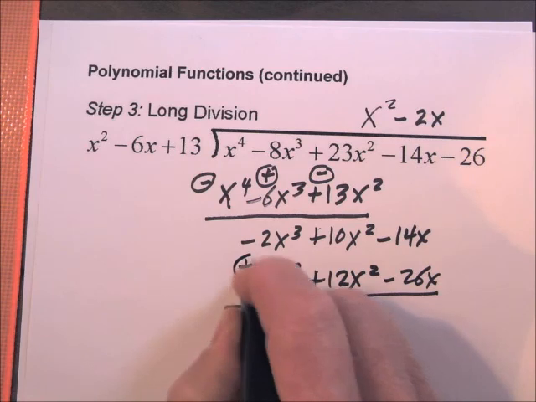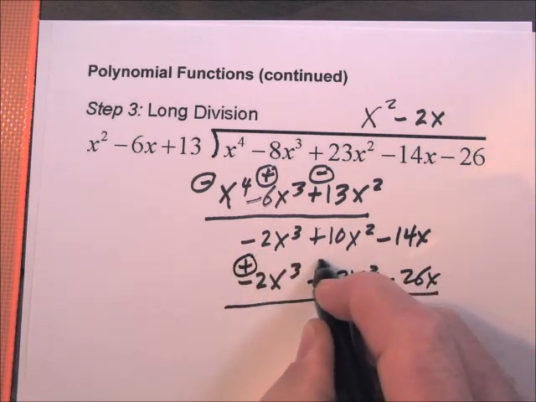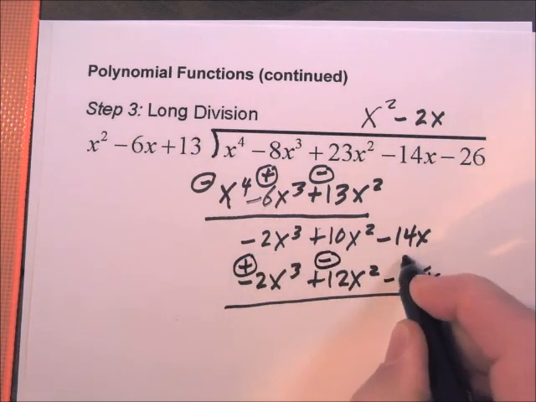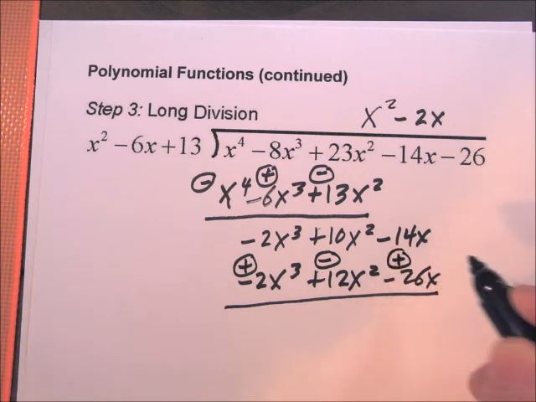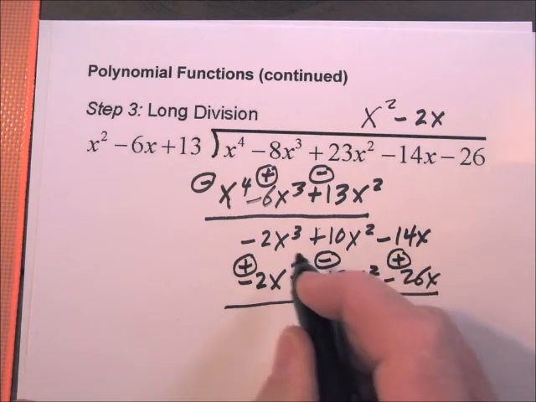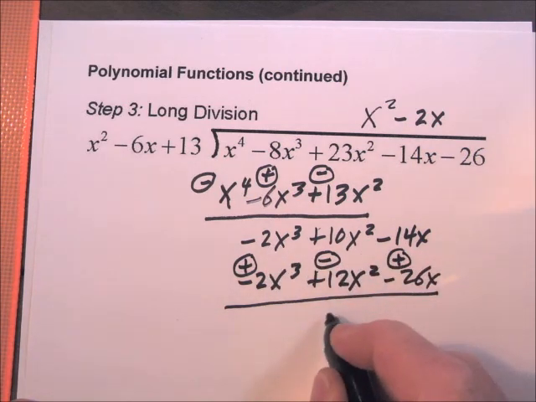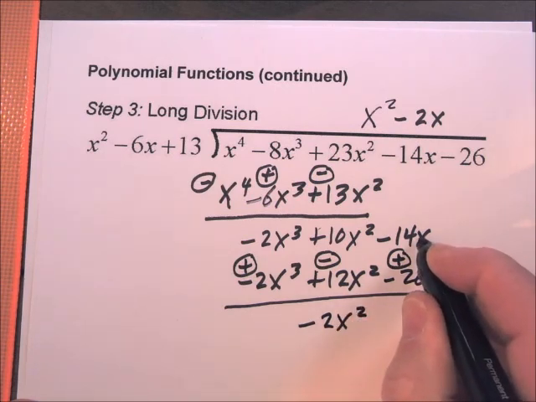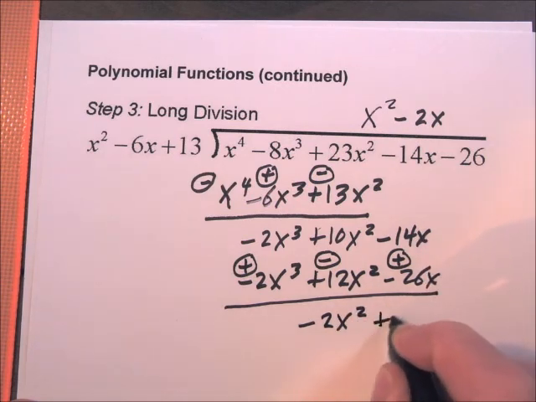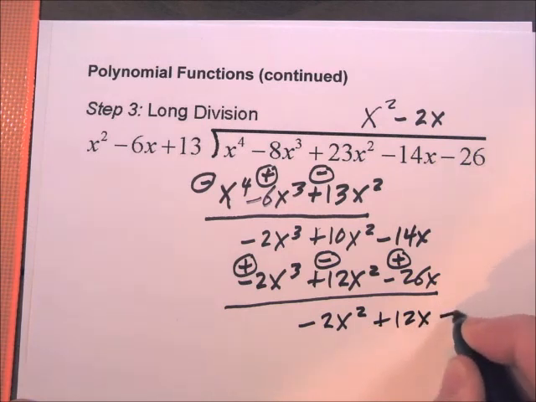Negative 2 becomes plus 2. Plus 12 becomes minus 12. Minus 26 becomes plus 26. Then add or subtract like terms according to the sign. So this minus 2 plus 2 is 0. 10 minus 12 will be negative 2x to the second. Negative 14 plus 26 would be plus 12x. And bring down the next term, which is negative 26.